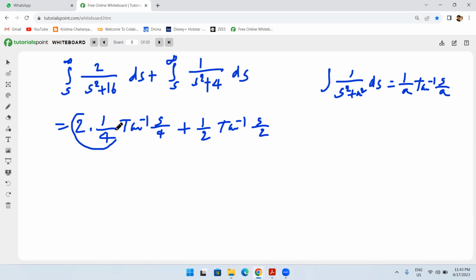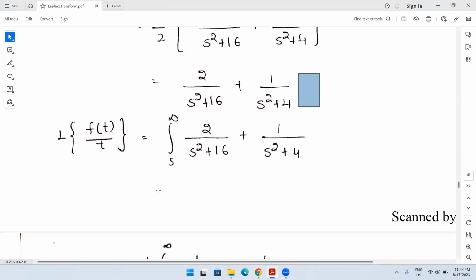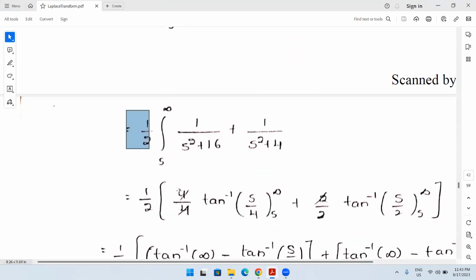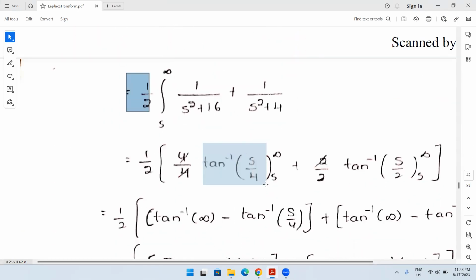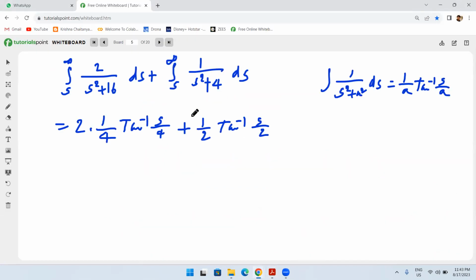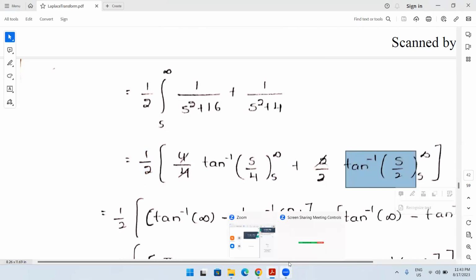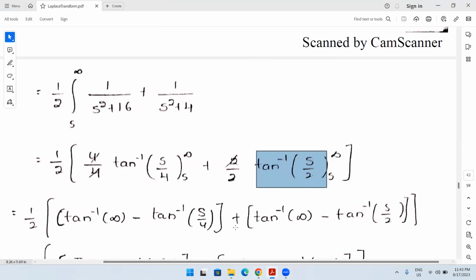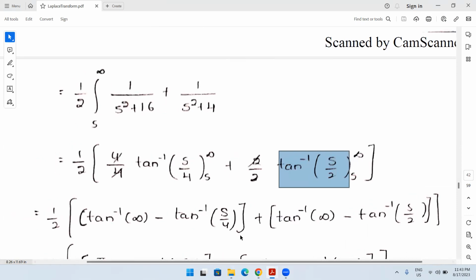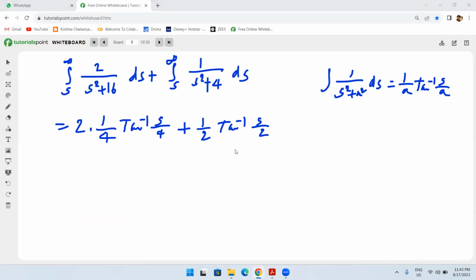So here 2 by 4 is 1 by 2. So that's why we got here 1 by 2. 1 by 2 tan inverse s by 4 from s to infinity. And here also 1 by 2. We get 1 by 2 here, 1 by 2 taken common, and tan inverse s by 2 from s to infinity. Something missing here, but the answer is correct here. So you can see here, easily we can understand.